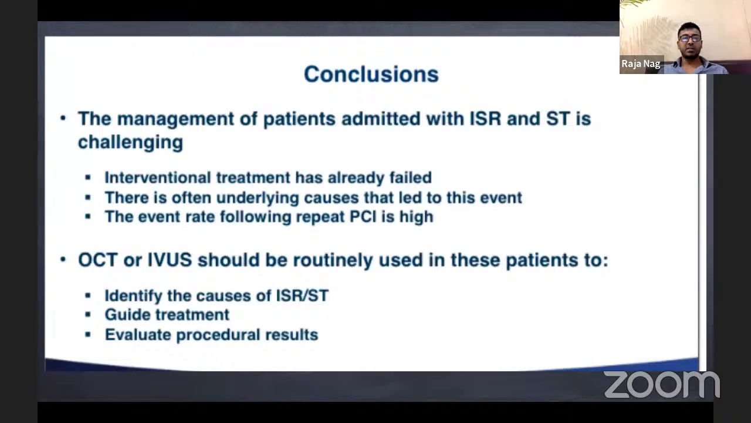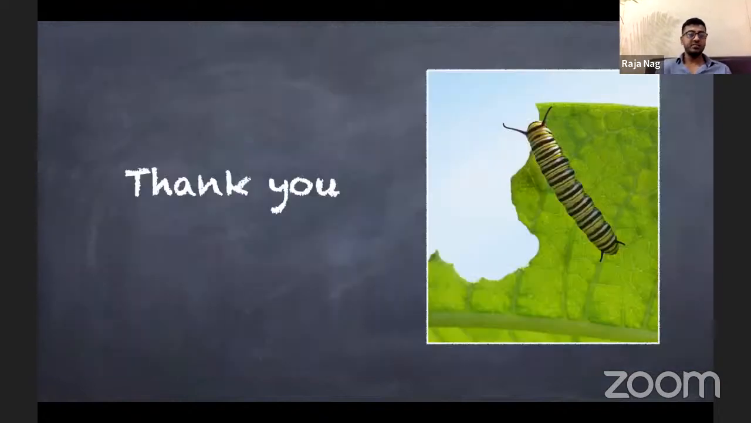So to conclude, the management of patients admitted with ISR and stent thrombosis is challenging. Interventional treatment has already failed because of restenosis. There are often underlying causes that led to this event. The event rate following repeat PCI, as I've said, is very high. OCT imaging or IVUS should be routinely used in these patients to understand the causes of ISR, guide the treatment and evaluate procedural results. Thank you, sir.